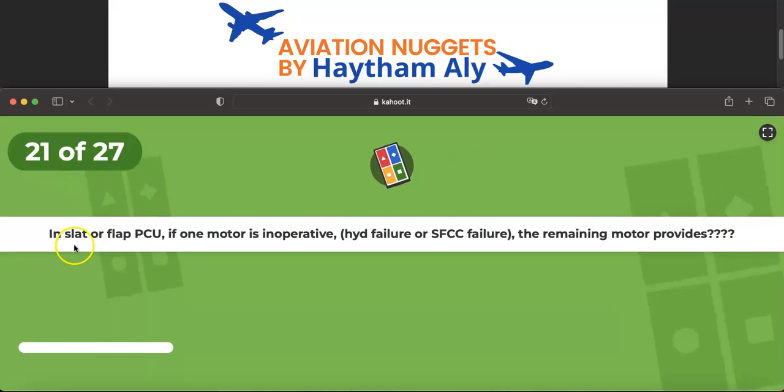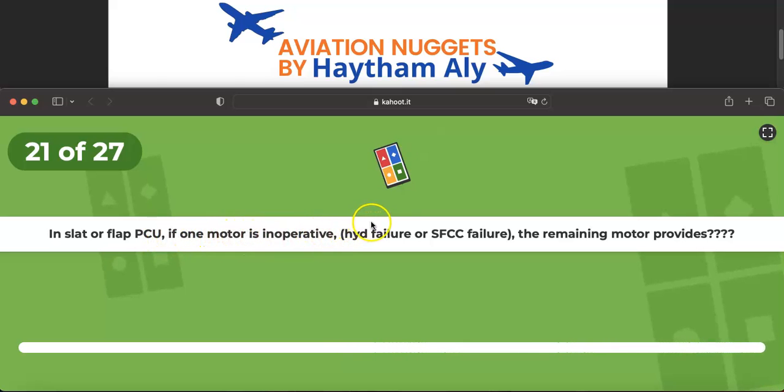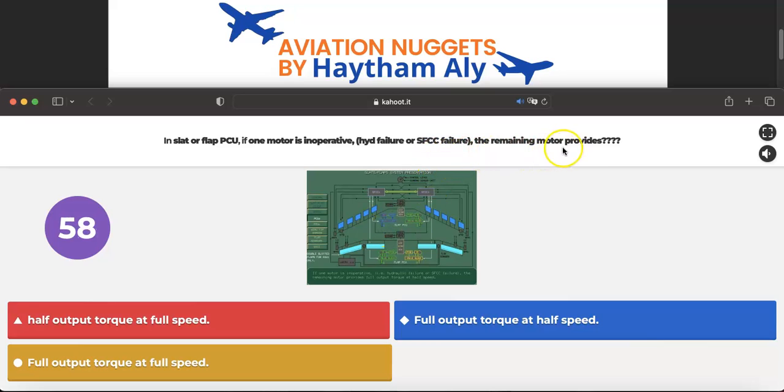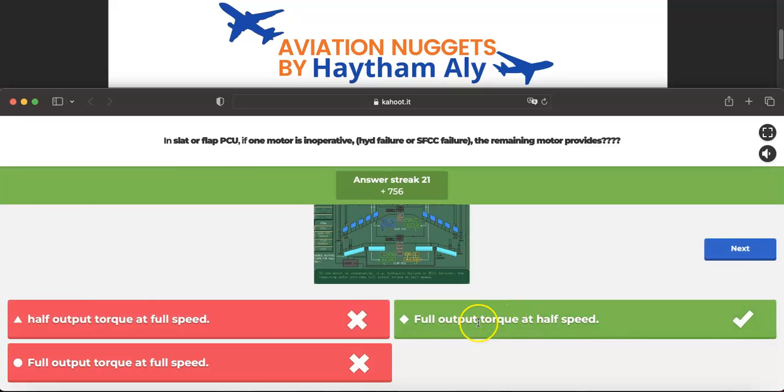Question 21 of 27. In a slat or flap power control unit, PCU, if one motor is inoperative, hydraulic failure or SFCC failure, the remaining motor provides half output torque at full speed, full output torque at half speed, full output torque at full speed. Again, in a slat or flap PCU, if one motor is inoperative, maybe due to hydraulic failure or SFCC failure, the remaining motor provides full output torque at half speed.